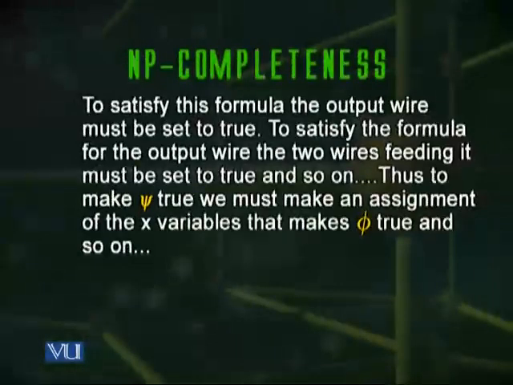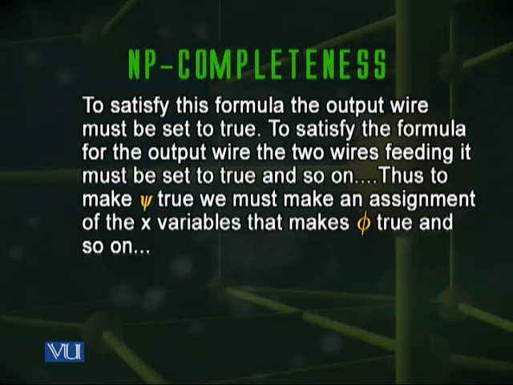To satisfy this formula, the output wire must be set to true. To satisfy the formula for the output wires, the two wires feeding from it must be set to true, and so on. Thus, to make psi true, we must make an assignment of the x variables that makes phi true and vice versa. So this is the recipe of the reducibility that takes us from SAT to 3-SAT.